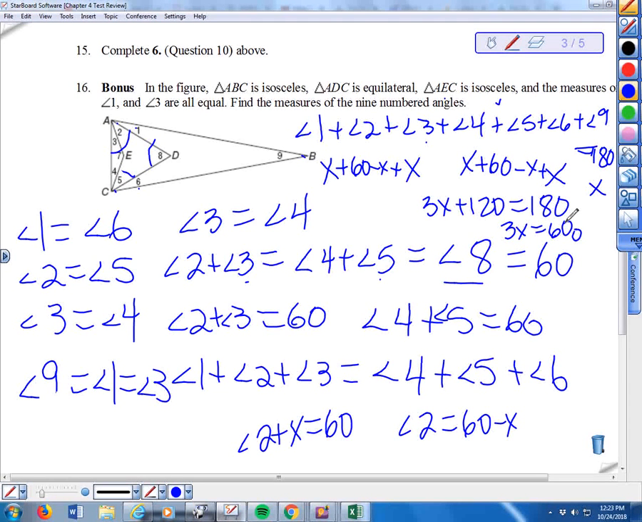That means angle 1 is 20, angle 3 is 20, angle 4 is 20, angle 6 is 20, angle 9 is 20. And that means that 2 and 5 must be 60 minus 20, or 40. And I found 8 to be 60 right off the bat. There you go.